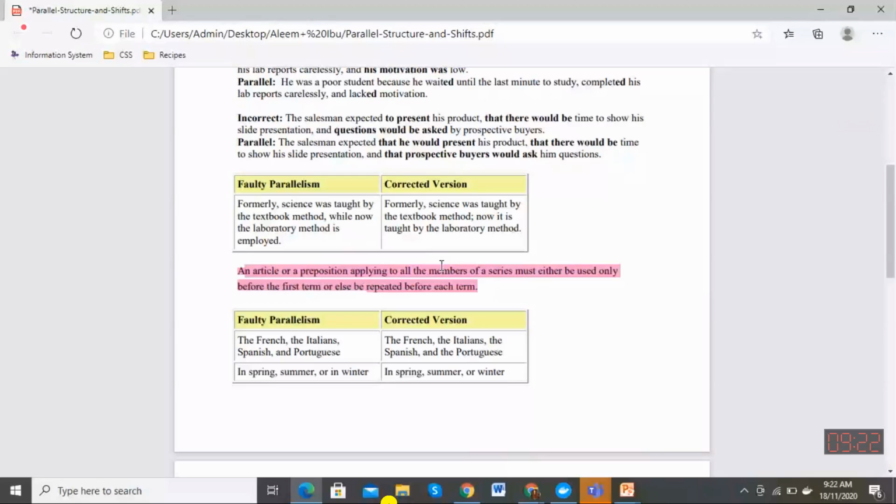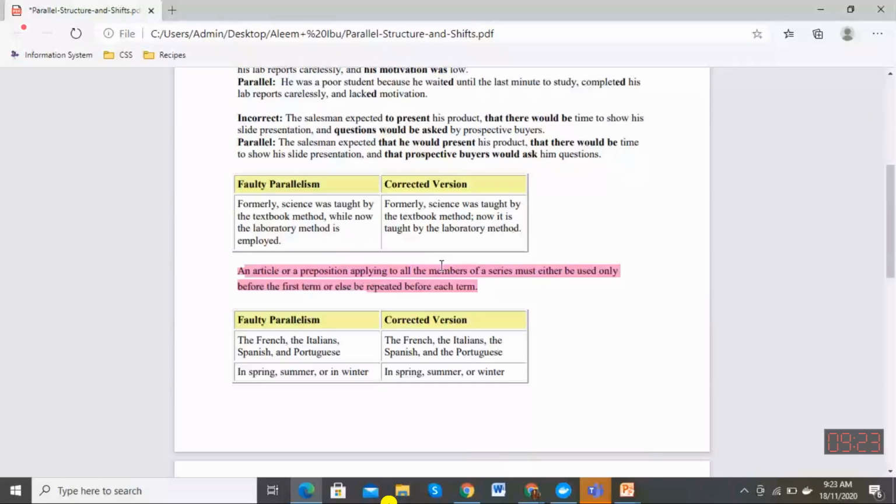So this is a faulty parallelism. Sometimes they can ask you this thing, or they can ask you to make it correct, and you will see there is nothing bad with this sentence. It seems quite correct or informative, but this is a thing you should know. Either you are going to use the article with all the sentences, or you avoid it.